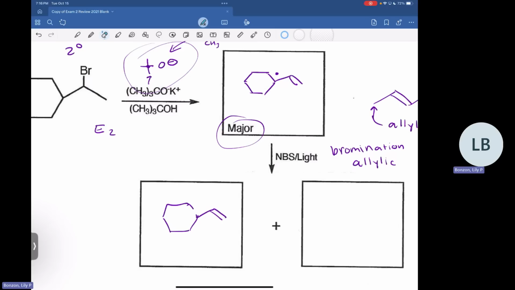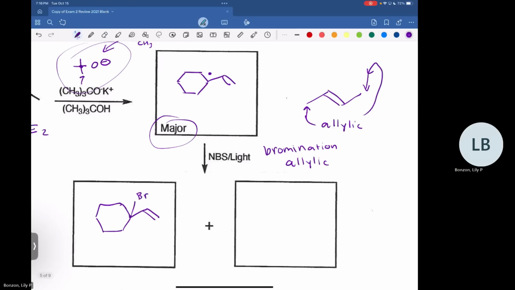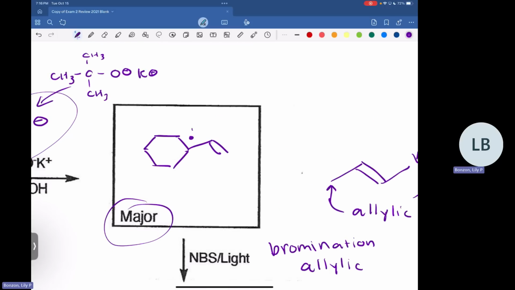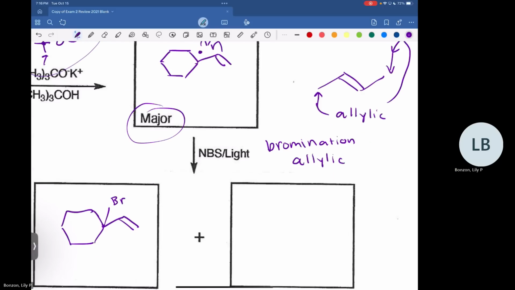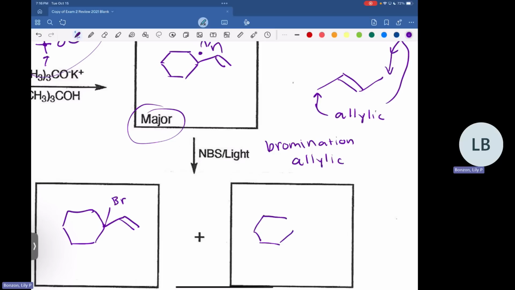And so one of our products of this reaction is going to be simply adding the bromine at that position. And then we can also do resonance with this radical. So that's going to form this alkene.